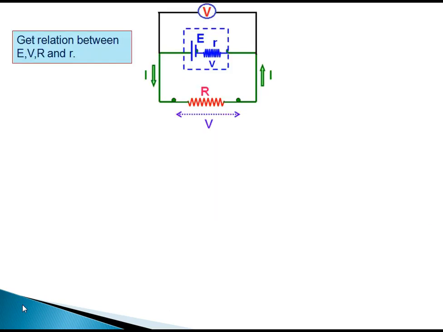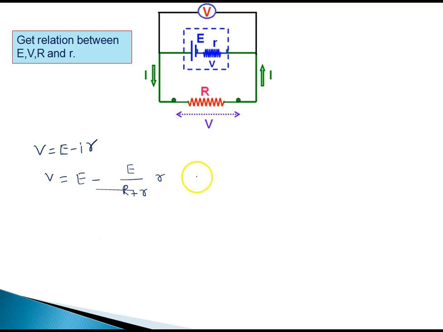First of all, I will explain the relation between E, V, small r and capital R. If I ask you what the voltmeter reading is, all of you will write that the voltmeter reading can be written as E minus Ir across the cell. Now, I can say V equal to E minus I r, where the current in the circuit is total supply upon total resistance. Both are in series.